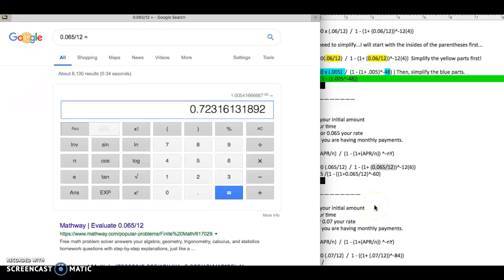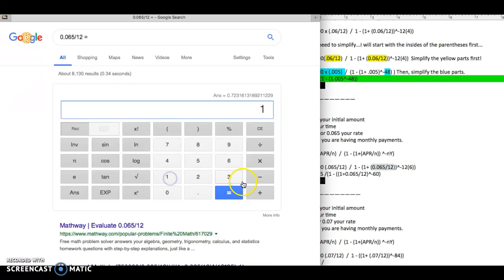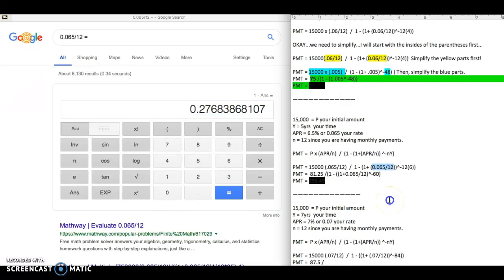Now, at this point or at any of these points, you can be writing all these decimals down, and it's totally fine to do that. Then I need to take 1, subtract my answer. Okay, so I do 1, subtract my 0.723. So I take 1, subtract my answer, and I get 0.276. So this is my denominator decimal. I got this big long denominator decimal. I take 81.25. I'm going to divide it by my big long decimal down here.